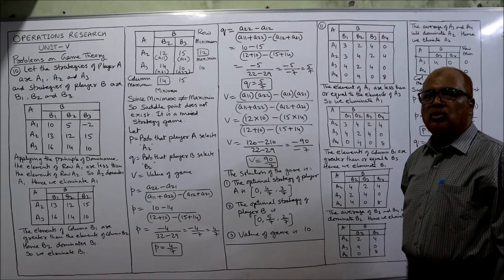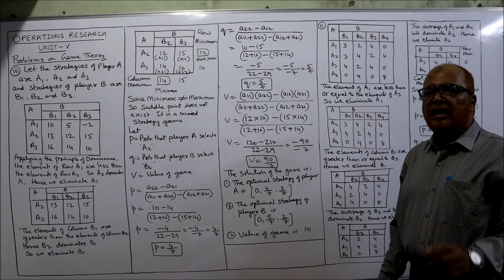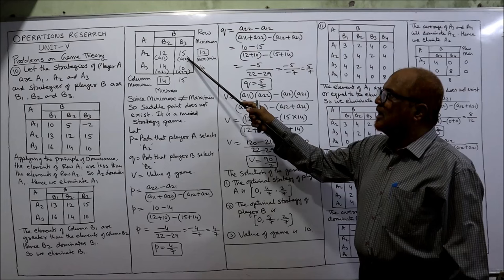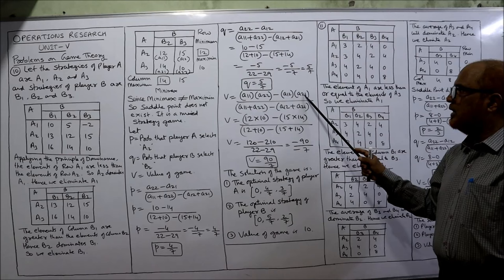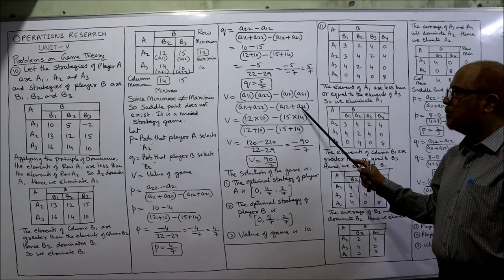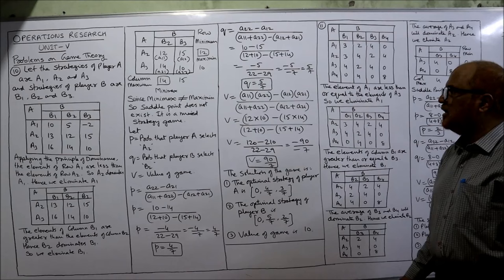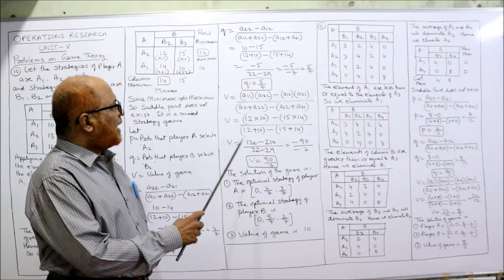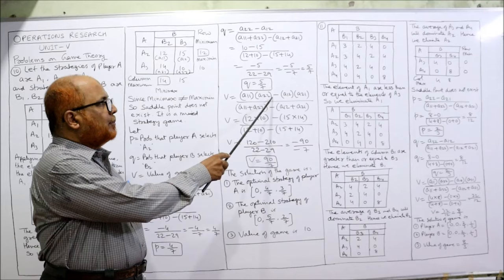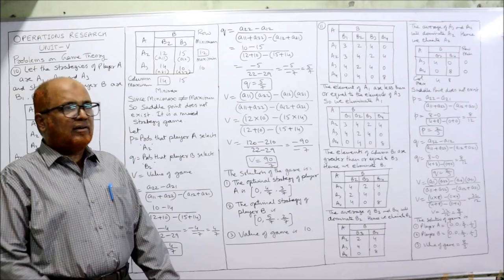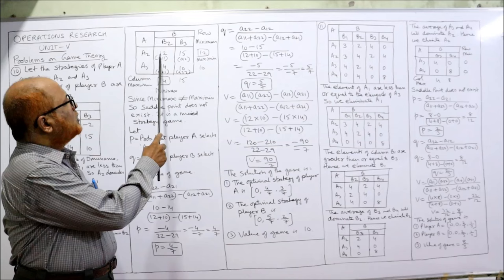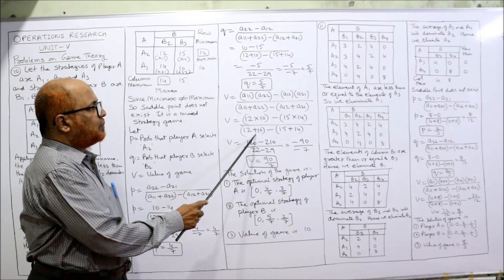V is equal to value of game. A11 into A22 minus A12 into A21. Denominator will remain same. A11 plus A22 minus A12 plus A21. So 12 into 10 minus 15 into 14. Right? Divided by. So the value of the game V is equal to A11 into A22 minus A12 into A21, divided by, the denominator remains same, A11 plus A22 minus A12 plus A21. So here we can see 12 into 10 minus 15 into 14, divided by 12 plus 10 minus 15 plus 14.